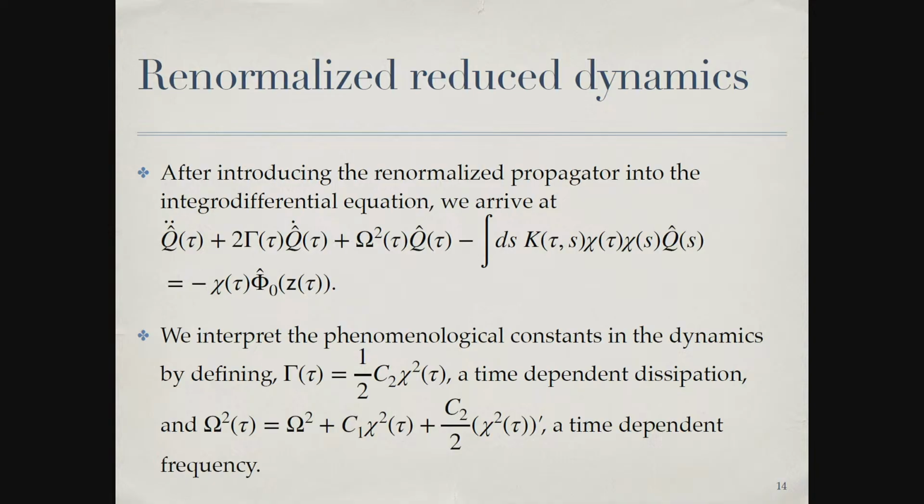So here, this time-dependent dissipation term is basically the square of the window function times the phenomenological constant that was associated with the derivative coupling. And this time-dependent frequency is the original frequency plus these two terms that basically create this time dependence. So it's like, in a way, a Lamb shift, if you're familiar with that. A time-dependent Lamb shift.